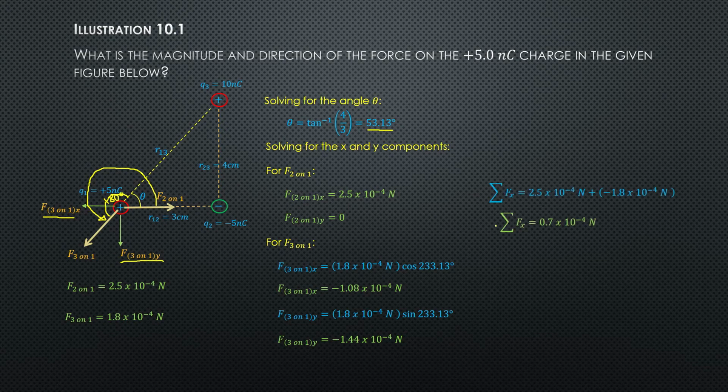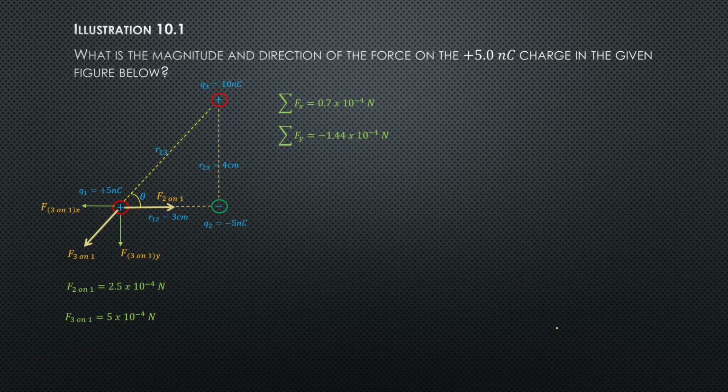Now the summation of forces along x, or all the x components, this one and this one: 2.5 plus negative 1.08 gives us 1.42 times 10 to the negative 4 newton. Same goes with the summation of forces along y: that is 0 minus 1.44, so that is negative 1.44 times 10 to the negative 4 newtons. Now, the computed values are as follows, this one.